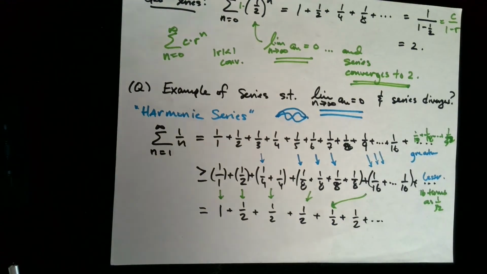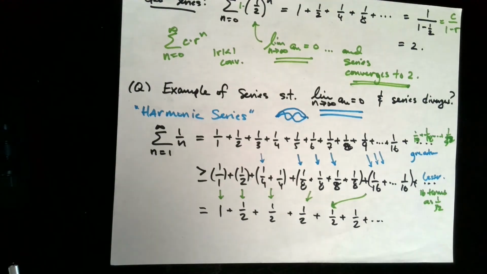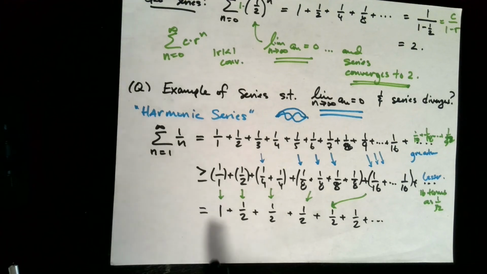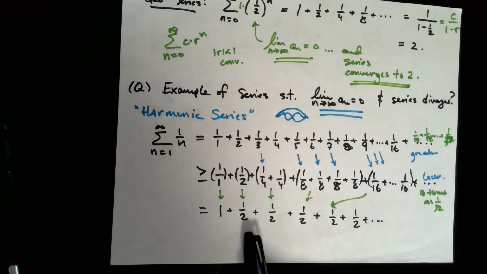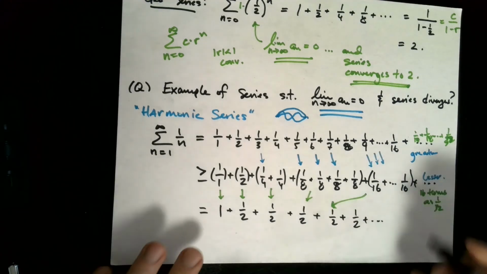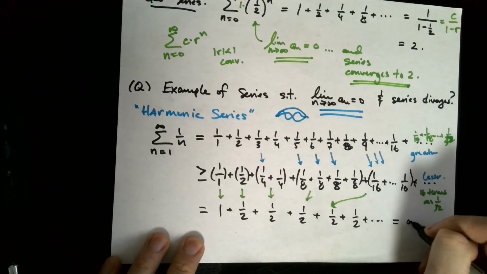Well, because we have infinitely many terms, we could take our next 32 terms and write them as a 64th. Take our next 64 terms after that, write them as a 128th, and so on and so forth. And if we continued this pattern, what we get is 1 plus a half, plus a half, plus a half, and so on. And now we know, though, that whenever you take a half and you add it to itself infinitely many times, there's only one thing you can get. The value here is infinite.